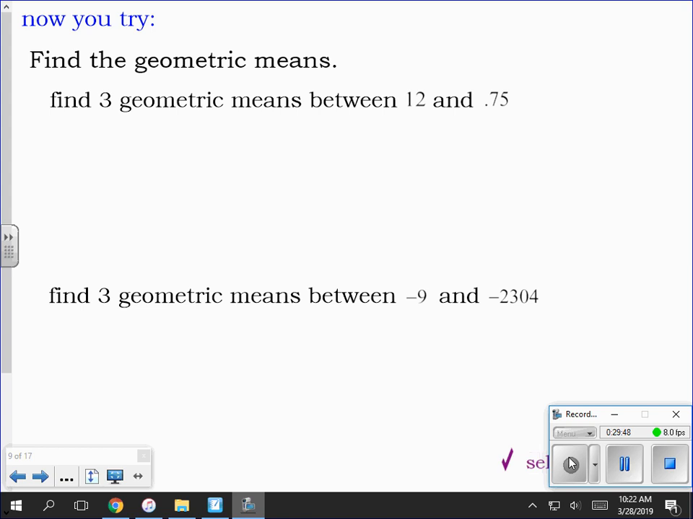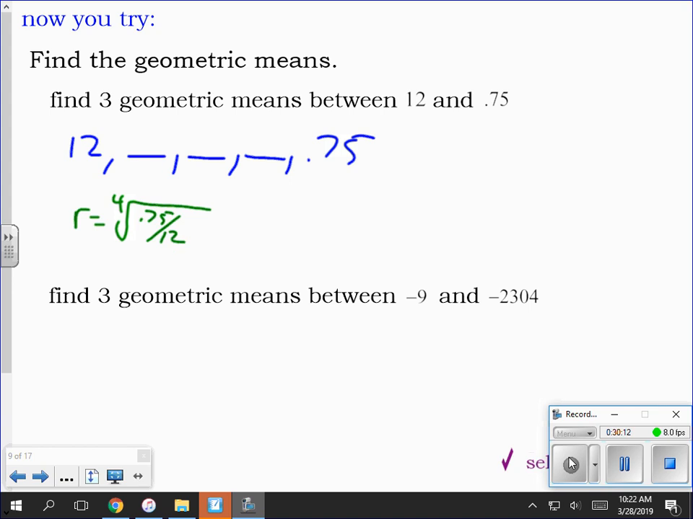Okay, so let's do these. First one, once again, we have 12, blank, blank, blank, 0.75. So the first thing we need to do is figure out what our R is. How do we get from each one? So R is the fourth root, because I have 1, 2, 3, 4 of 0.75 divided by 12.